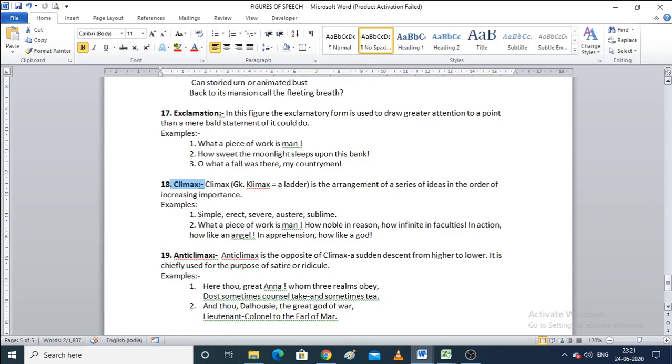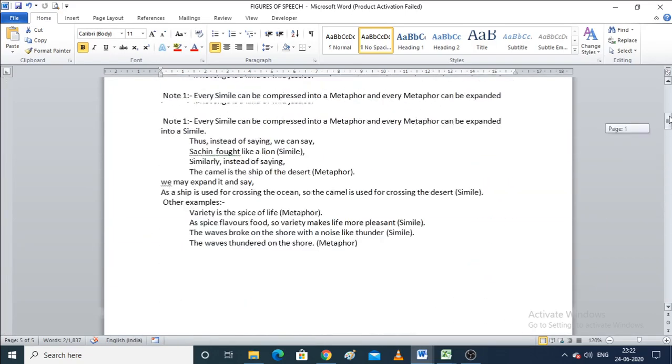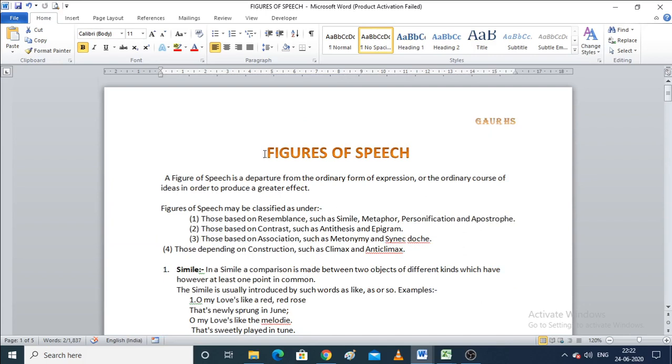So these are all 19 literary devices, or figures of speech, that we have in English literature. I know this is a bit difficult topic, but yet a very important topic that you all need to know if you want to know this language better.